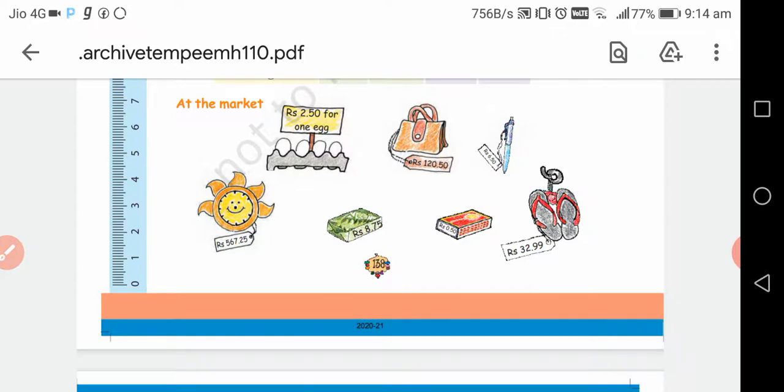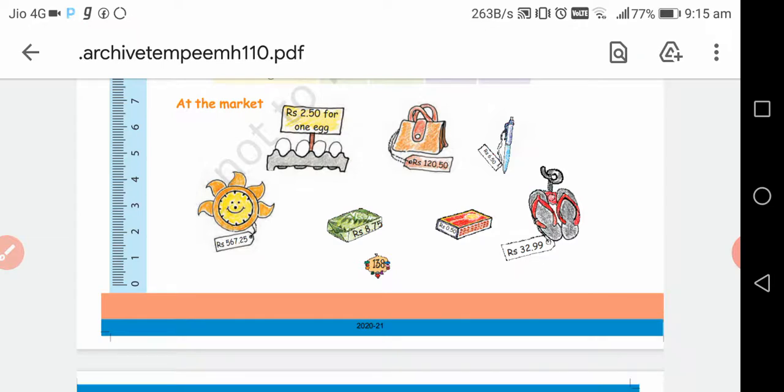Okay. So let us start At the Market on page number 138. On this page, there are some pictures given to you. 1, 2, 3, 4, 5, 6, 7. There are 7 objects. The first is an egg. Rupees 2.50 for 1 egg, that is, 2 rupees and 50 paise for 1 egg. And the price of the bag is 120 rupees and 50 paise, that is, rupees 120.50. And the price of the pen is 6 rupees and 50 paise, rupees 6.50.